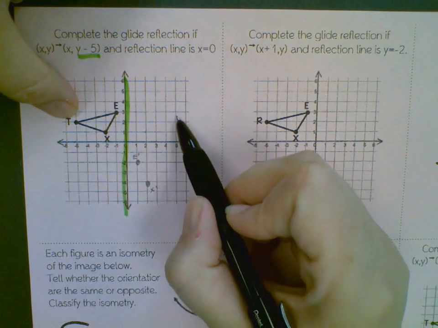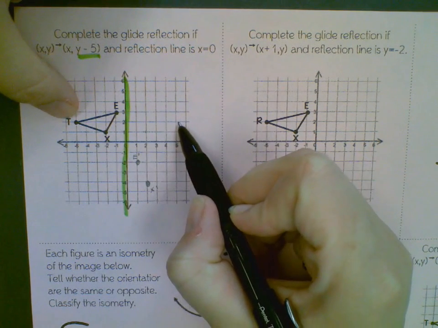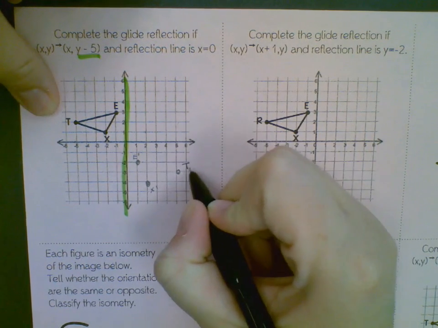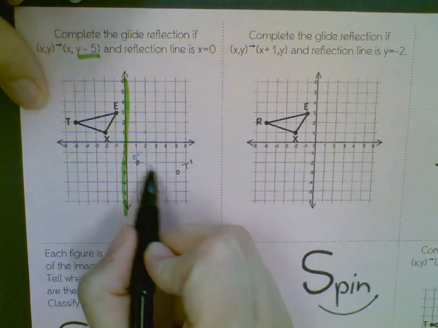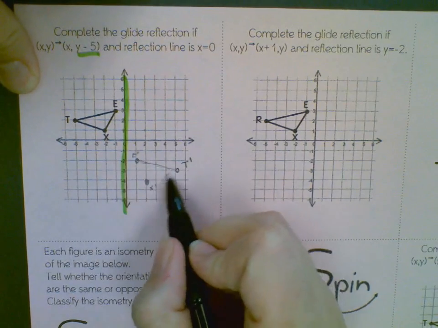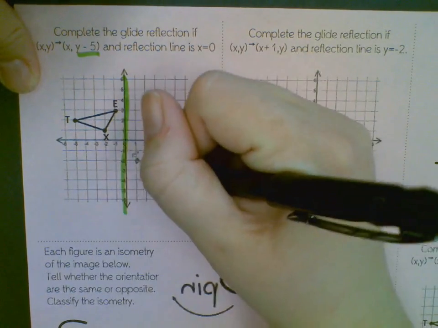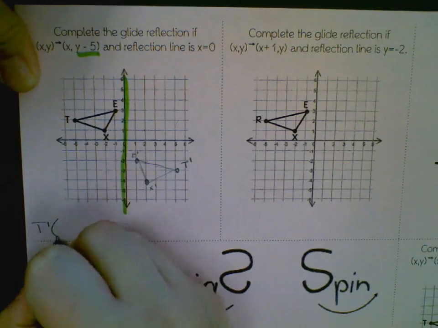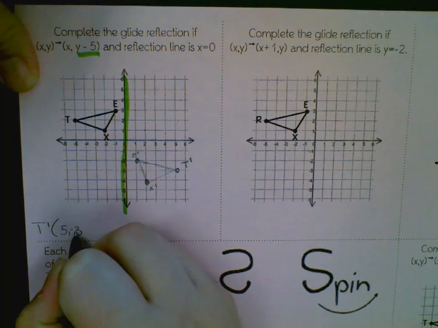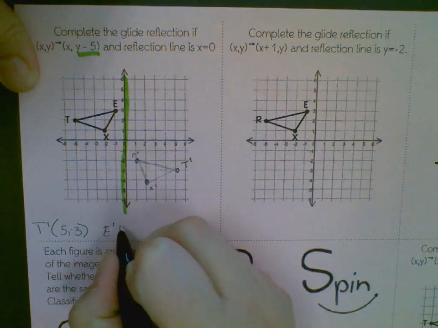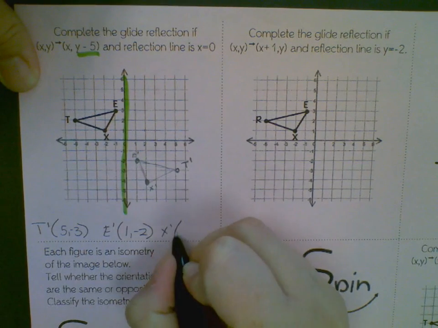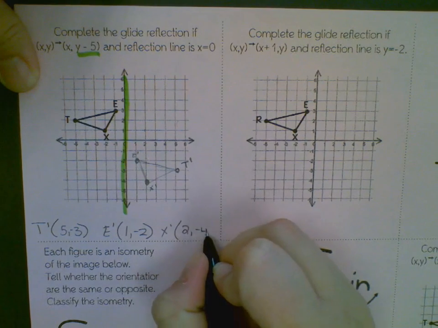So we're at 5, and then I move down 5. So T prime. So this is our glide reflection. We reflected and we slid it down 5. So our ordered pairs would be T prime is at (5, -3). E prime is at (1, -2). And X prime is at (2, -4).